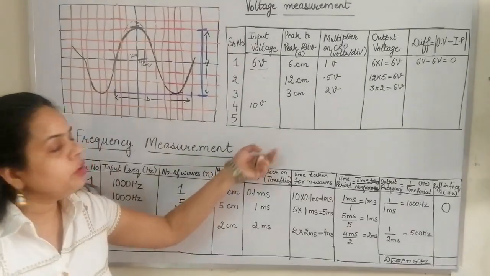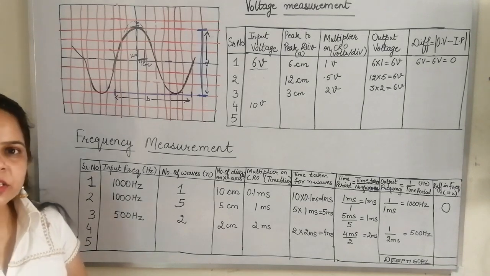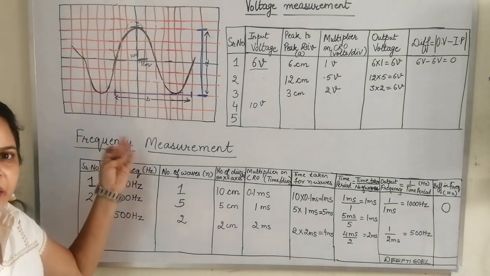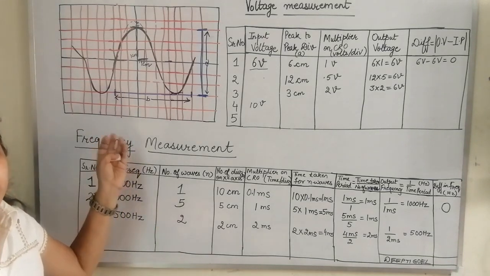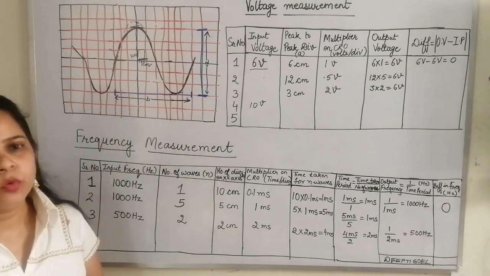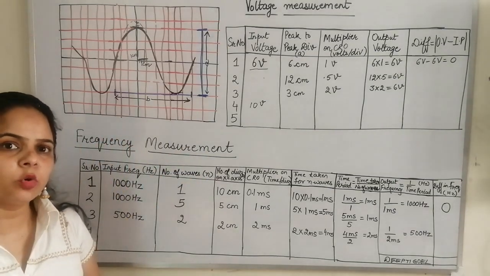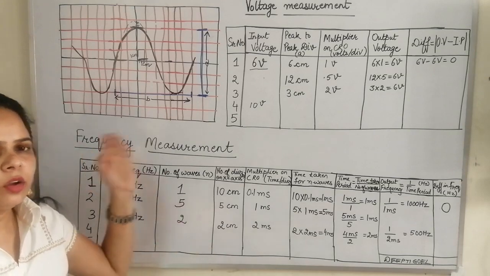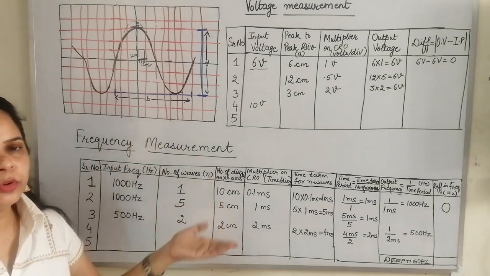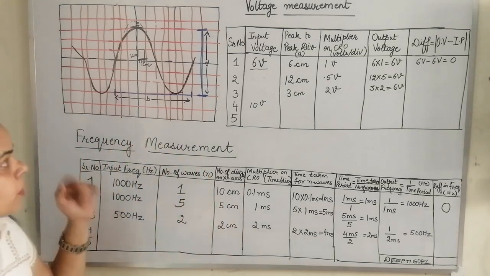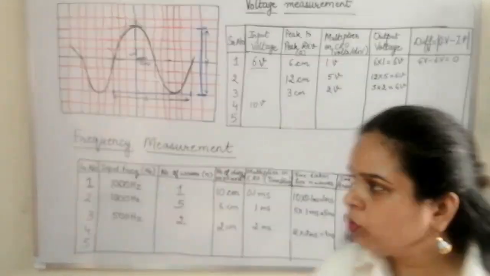So in this way, we can calculate the voltage measurements. We can take a trace on the tracing paper from the CRO, and you can include it in your practical notebooks also to verify what you have seen and what was your input figure.